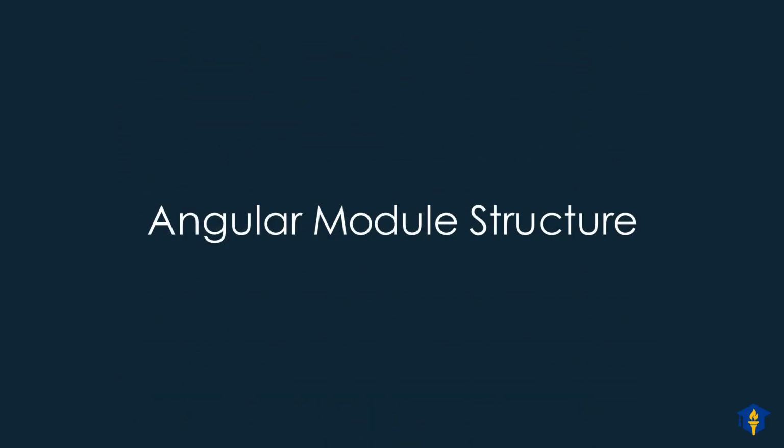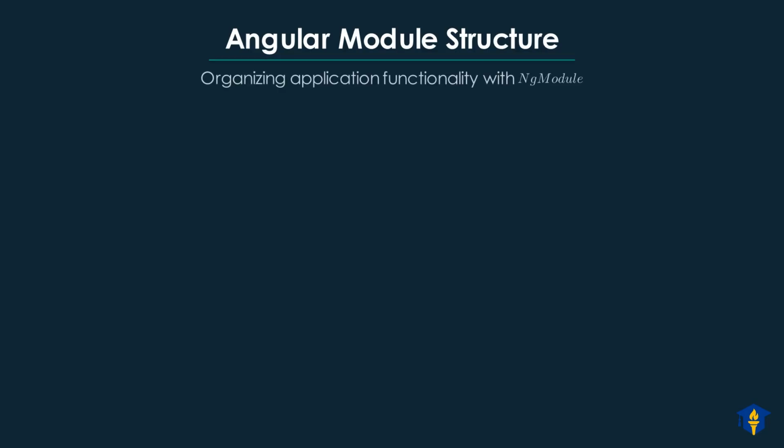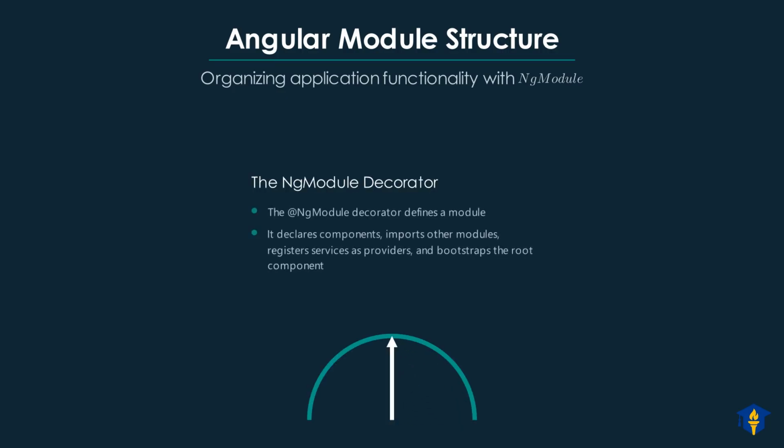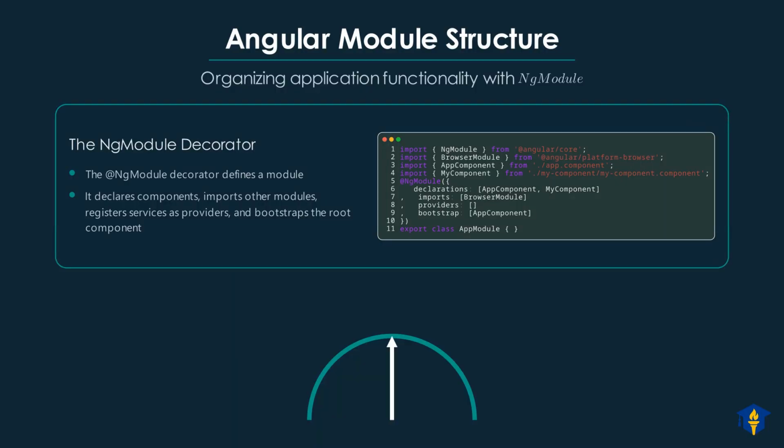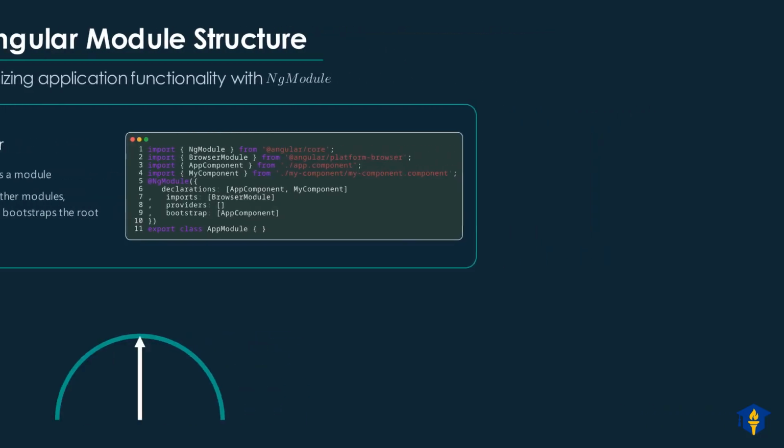Let us now examine the Angular module structure, a key organizational concept. We will learn how to organize application functionality effectively using the NgModule decorator. Here, we focus on the NgModule decorator, which defines an Angular module. The @NgModule decorator defines a module, declaring components, importing others, registering providers, and bootstrapping the root component. This code snippet illustrates a basic AppModule class, declaring components and importing BrowserModule.